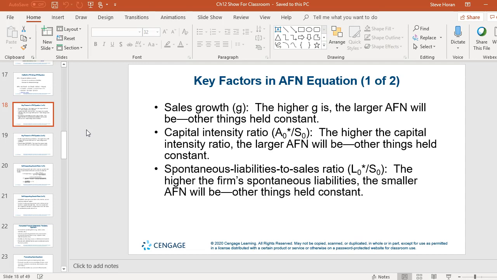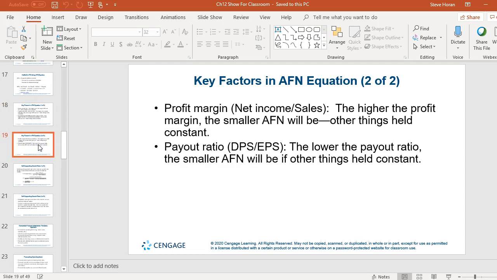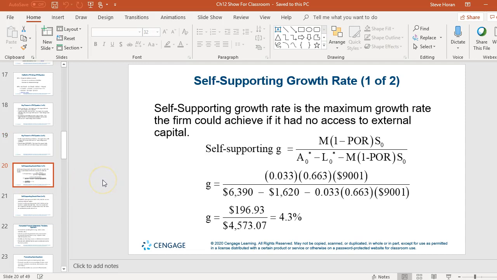So obviously, when you think about what affects this equation, well, the higher the growth factor, the higher the AFN. The higher the capital intensity ratio, the larger the AFN. The higher the spontaneous liabilities ratio, the lower the AFN. If we just look at all these things in a vacuum and say nothing else is changing, just this one item, that gives you a flavor for how it works. Obviously, the higher the profit margin I have, the lower the AFN will be. The more of my earnings that I keep, if I lower the payout ratio, I keep more of my earnings, which lowers the AFN.